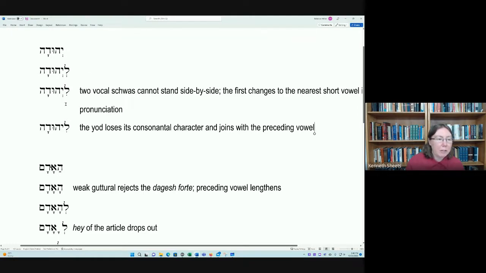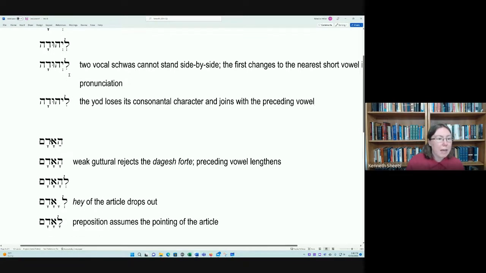So as a result, the first vocal schwa is going to change to the nearest short vowel in pronunciation, which would be the hireq in this instance. And so that gives us this particular form: the lamed pointed with the hireq, followed by the yod pointed with the simple vocal schwa. So we have le-Yehuda. But now there's one more step in this process.